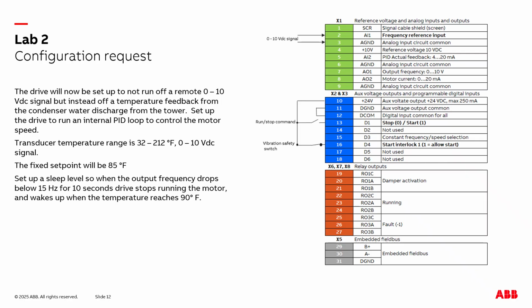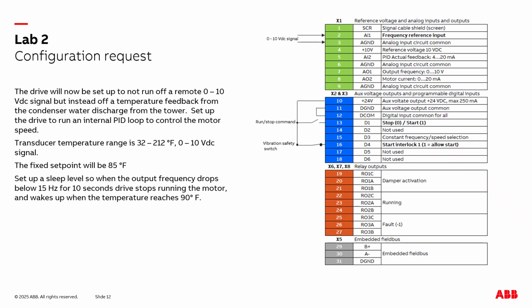For Lab 2, we're now being asked to get rid of the 0 to 10 volt speed reference that's connected to the drive. Instead, replace it with a transducer feedback signal connected to the drive to represent the condenser water discharge temperature from the tower. We're going to use this to control the speed of the motor. When we're asked to do this, we're basically being asked to set up the drive's internal PID loop to control the motor speed.